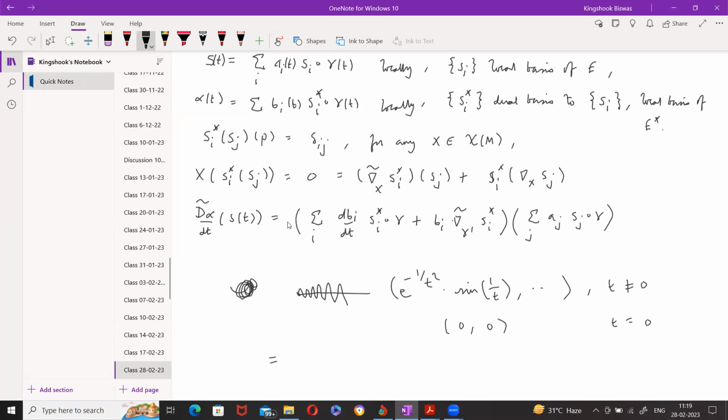So we have the sum over i, sum over j, so this will become a sum over ij. Now the first term, you have Si star acting on Sj. So that is delta ij. So that will just give a sum over i, when i is equal to j. So that will give me the sum over i of dbi/dt into ai. Yeah, that will be the first term.